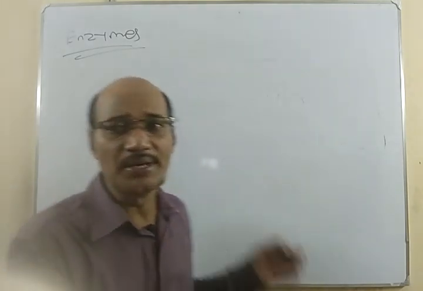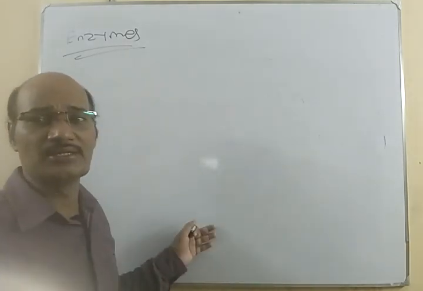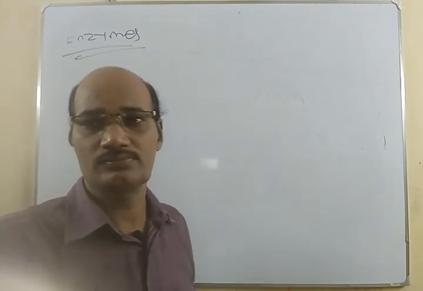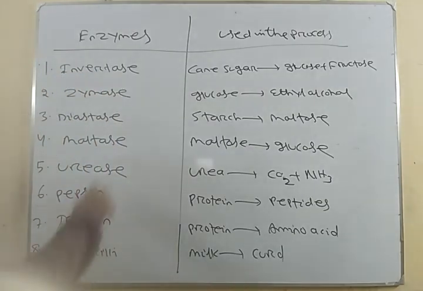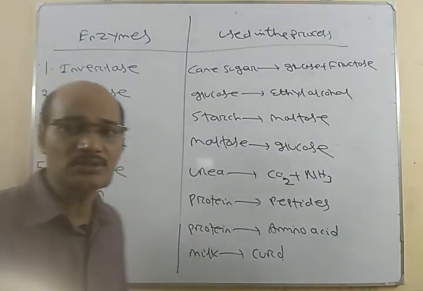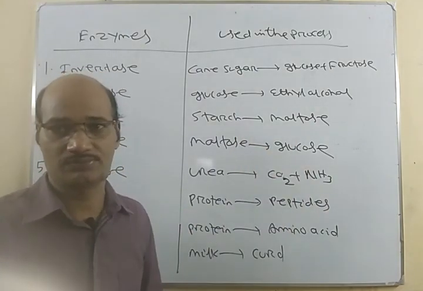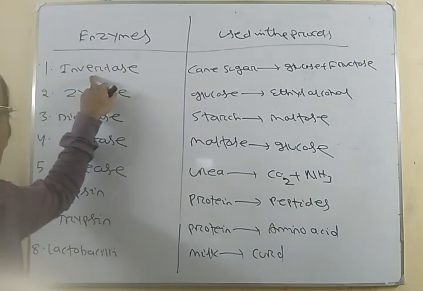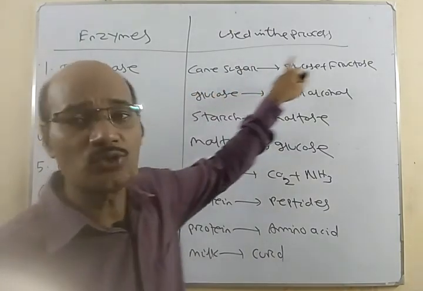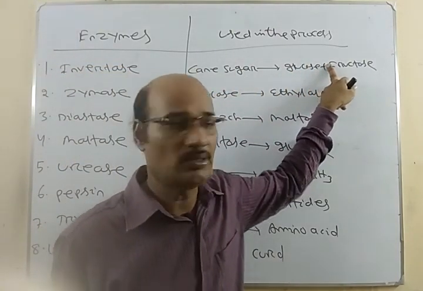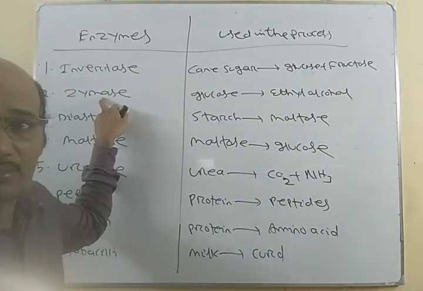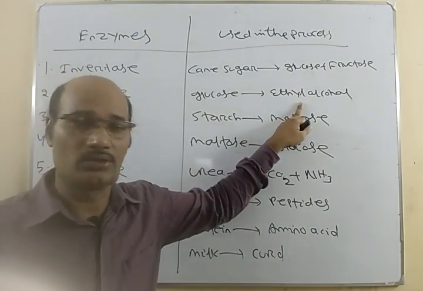So let us have a list of different enzymes and their work. Now these are the different kinds of enzymes and how they are used in different processes. Now invertase can convert cane sugar into glucose and fructose. Similarly, zymase can convert glucose into ethyl alcohol.